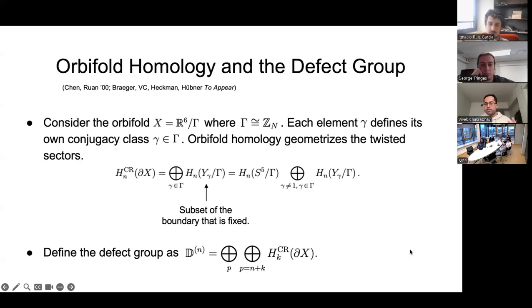Physically, the way to think about this is that orbifold homology is doing a careful job of geometrizing all of the twisted sector contributions. And we can define a defect group in a very similar way. I'm just replacing the singular homology groups with orbifold homology groups. So now we have two different geometric approaches to computing the defect group. And what we'll do is we'll compare both of them with the quiver result in a variety of examples.